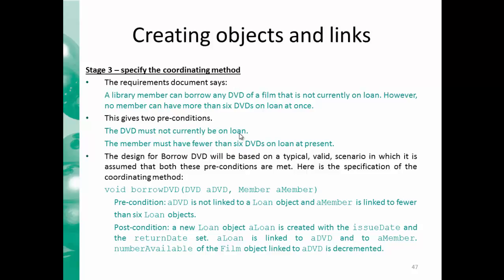A DVD is not linked to a loan, because if the DVD is linked to a loan, it cannot be given to a different member until after returning that DVD and destructing the loan. Now, this is the precondition. The postcondition will be a new loan object is created, and the issue date and return date will also be decided and registered.